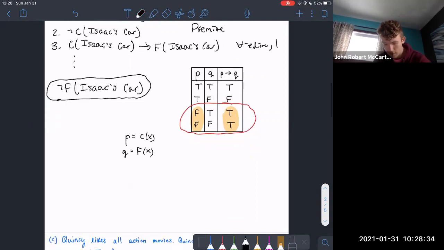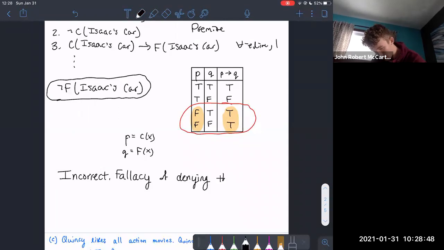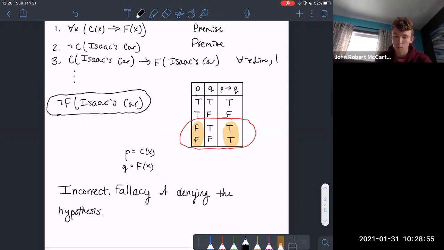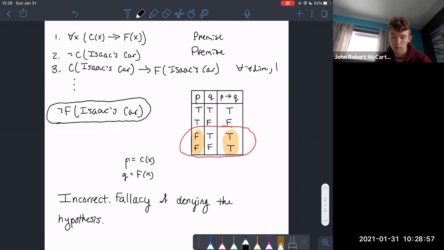So from there, we can say that this is an incorrect argument. This is known as the fallacy of denying the hypothesis, because we're negating the hypothesis of Isaac's car being true, and we're incorrectly concluding that the negation of the conclusion is true as well.